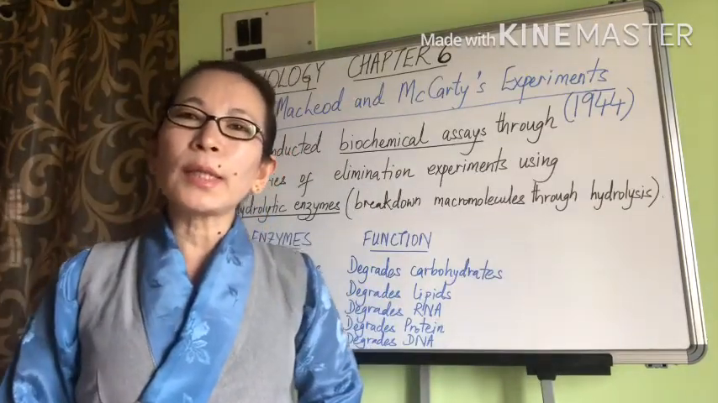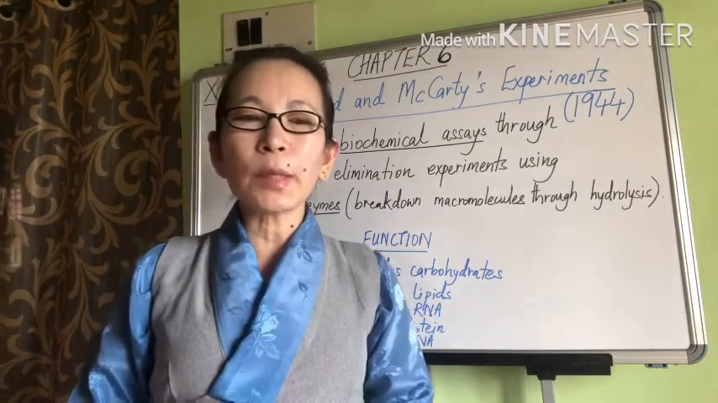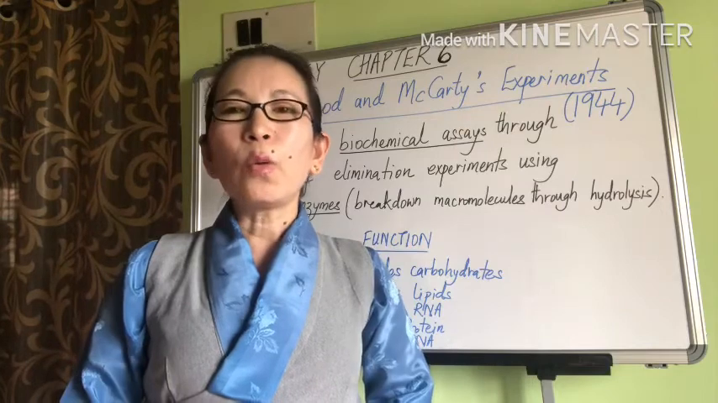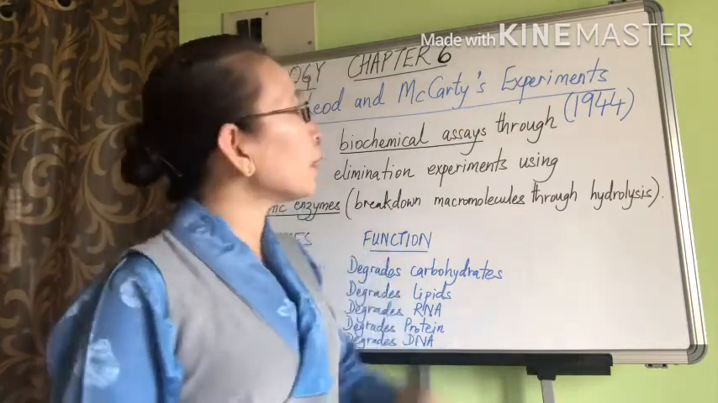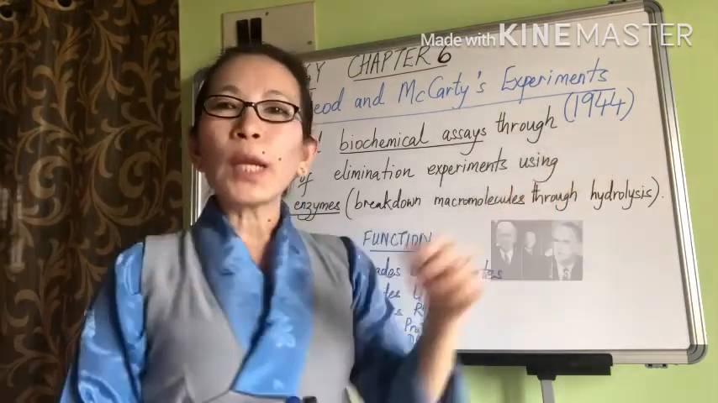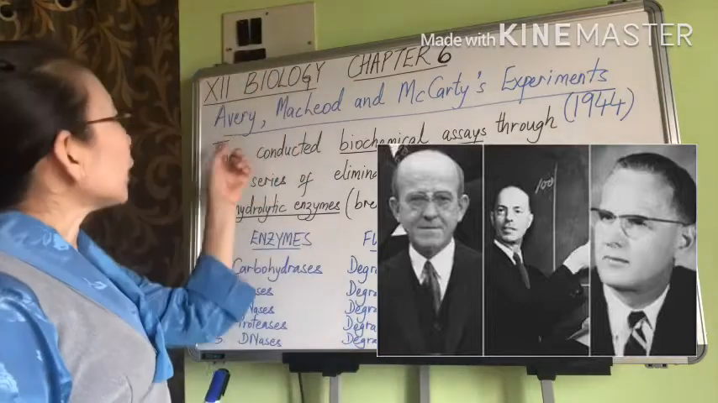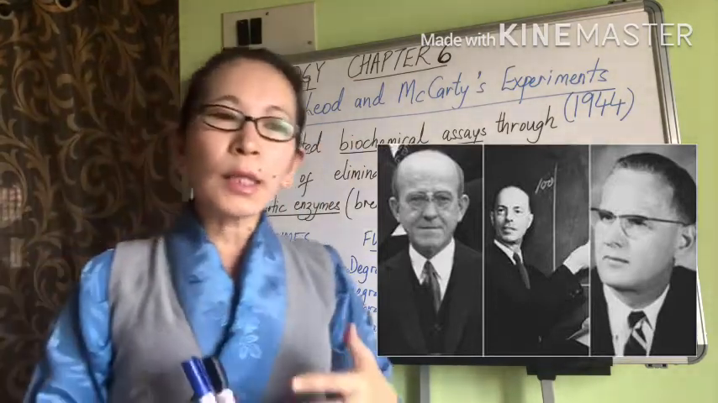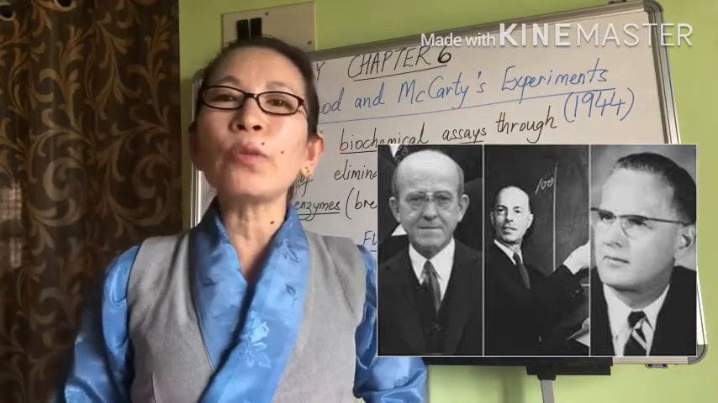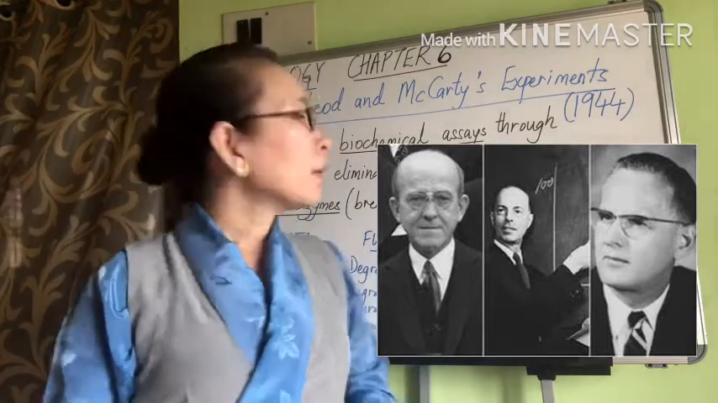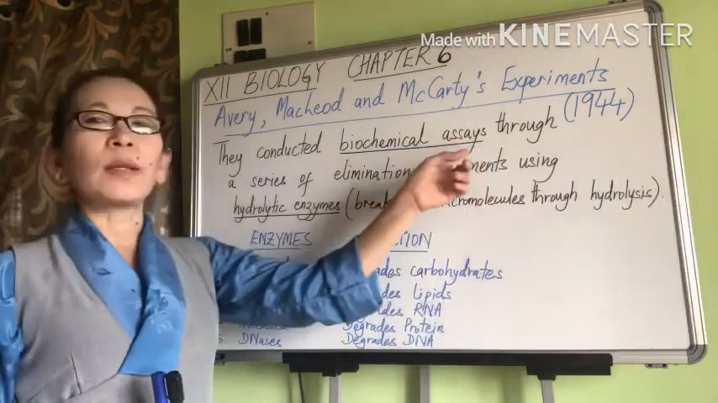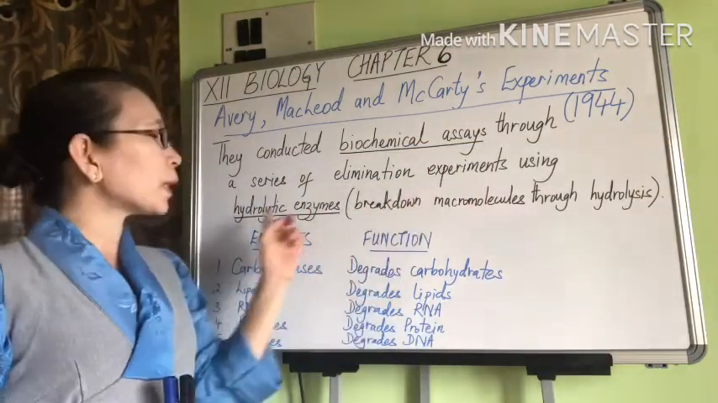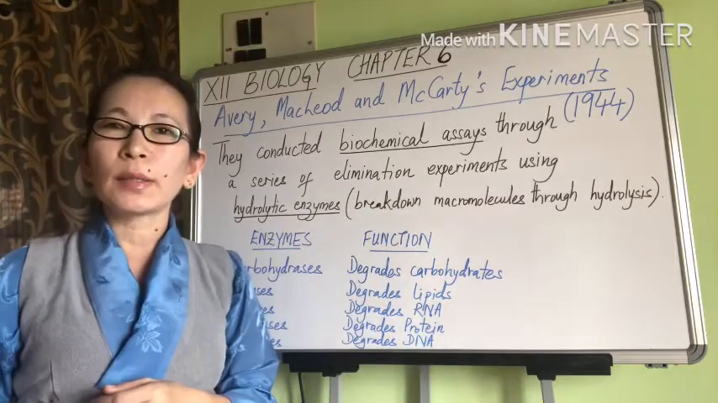Scientists around the world repeated Griffith's experiments and attempted several different ways to discover the transforming agent. Over 15 years later, in the year 1944, three American scientists, namely Avery, MacLeod and McCarty, succeeded in determining the exact biochemical nature of the transforming principle. They conducted biochemical assays through a series of elimination experiments using hydrolytic enzymes.